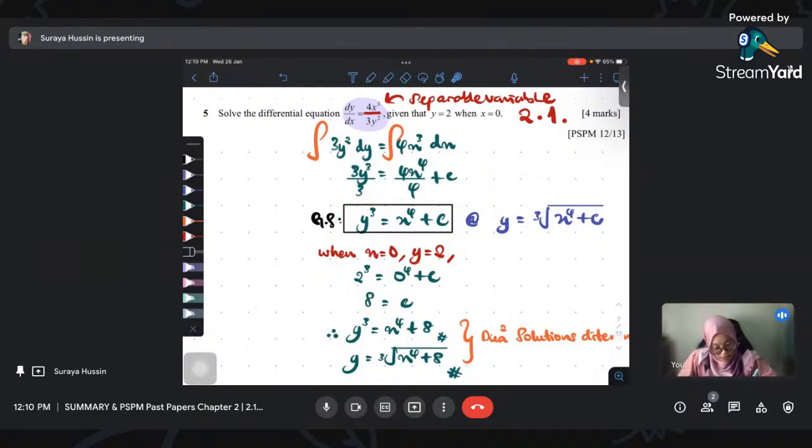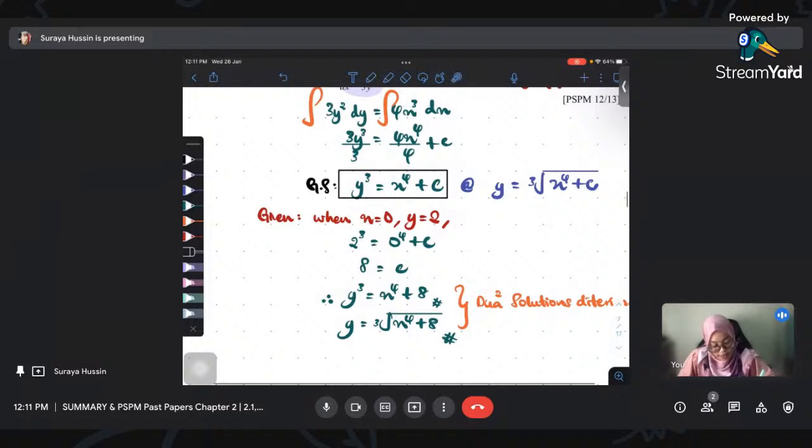And then masukkan conditions. This is your conditions. This is given to you. And then you put it in until you get the value of C. Lepas tu masukkanlah C kamu. This is the value of C, and we managed to get the value of C, which is 8. And then put it in the conclusion. So the conclusion is this.